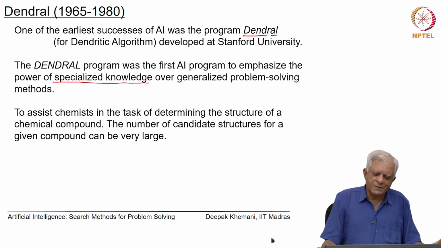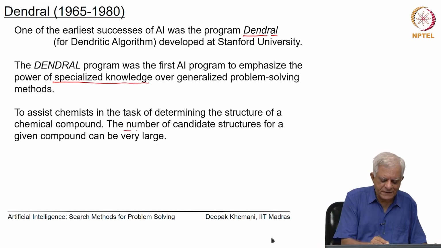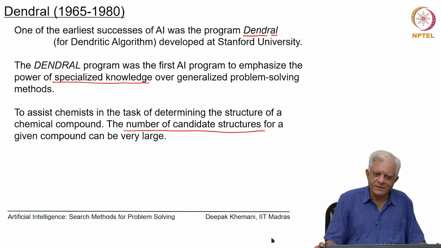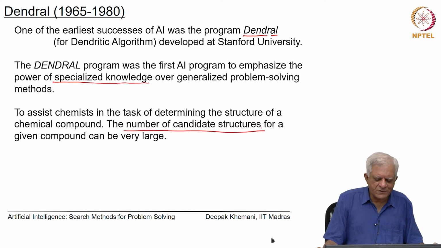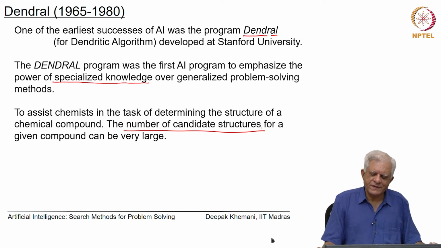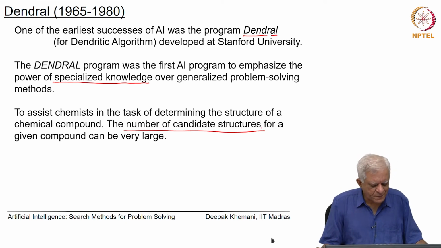So, the problem the chemists were facing was that the number of candidate structures can be very large, running into hundreds of thousands or even more, and it was a painstaking task for them to propose relevant structures and verify them. Verification was done by taking the spectrogram of that structure and testing whether it really matches the spectrogram of the real material that you are working with.